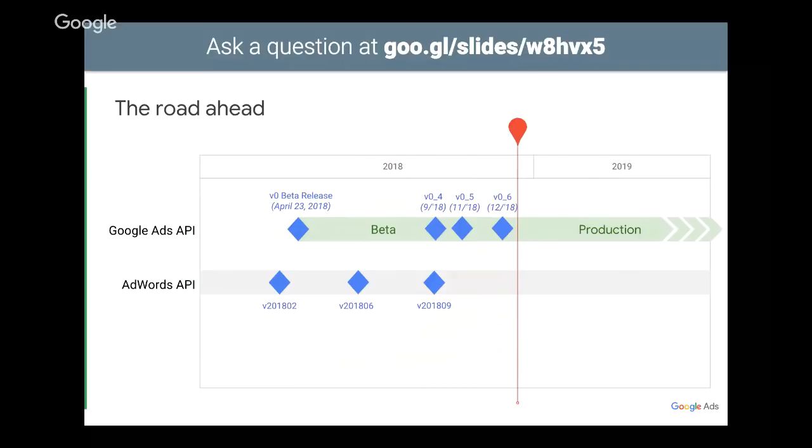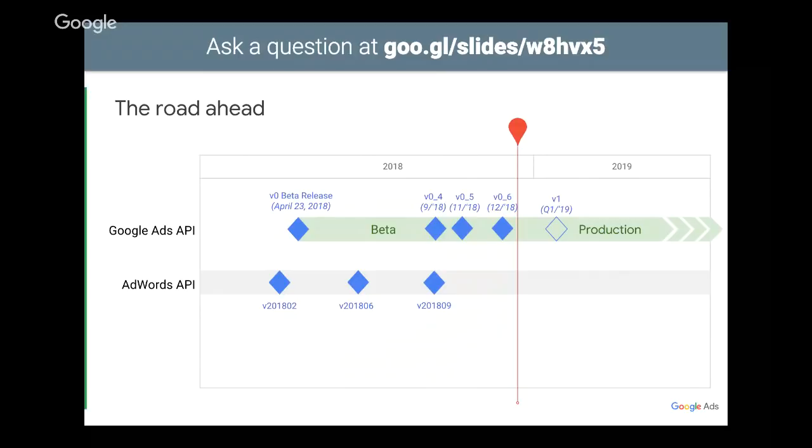So now I think it's time to pivot and take a look at 2019, and this is where things get really interesting. We have a couple of announcements here that are a little bit new that will help you start planning for the road ahead. The first thing we want to announce today is that we are targeting to have version 1.0 of the Google Ads API released in Q1 of 2019.